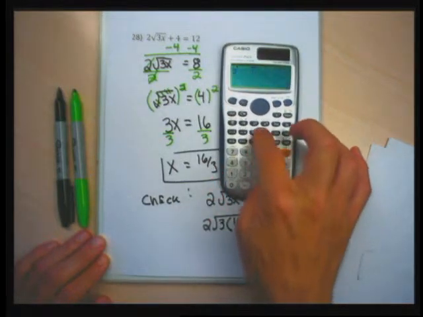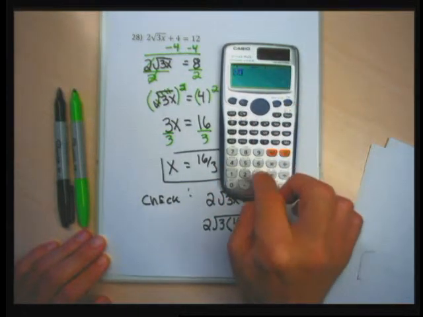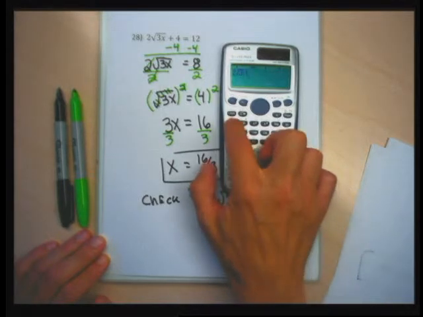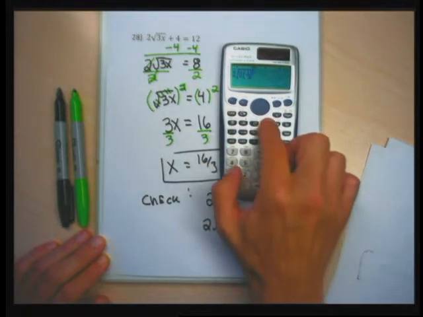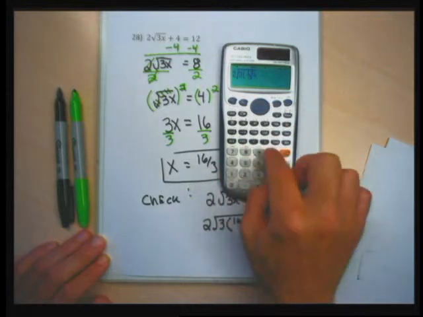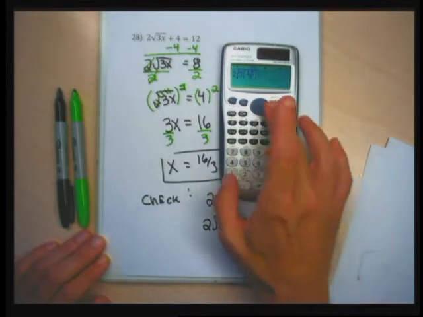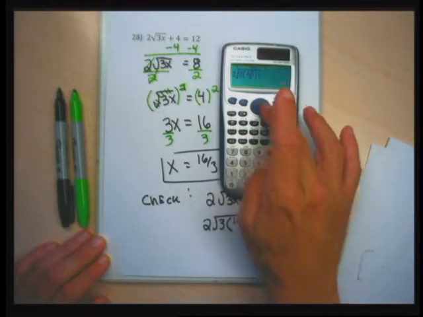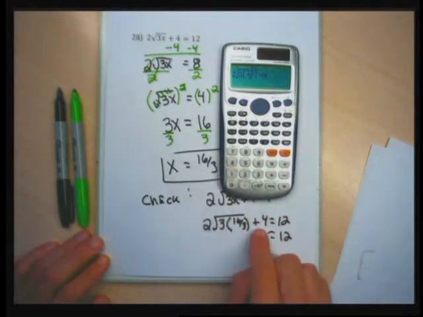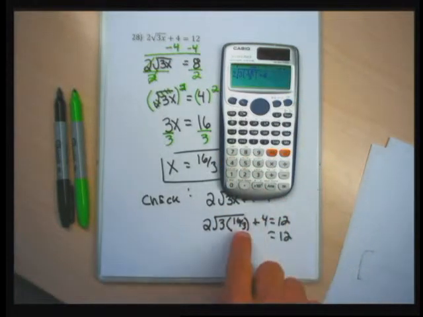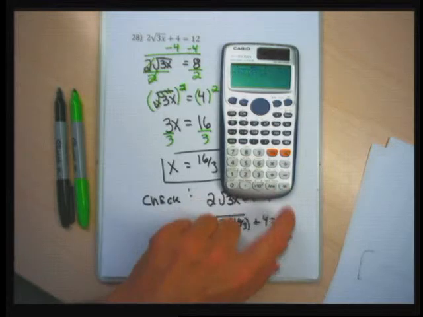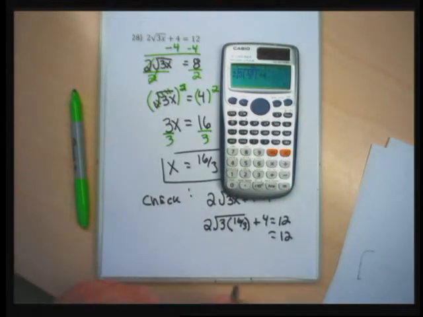2 square root 3 parentheses fraction 16 over 3 parentheses, and then get out of that to do my plus 4. So the plus 4 isn't under the square root. Only the 3 times the 16 over 3 is under my square root. If when I hit equals, I see a 12, I know my answer is right. And I did, so I know my answer is correct.